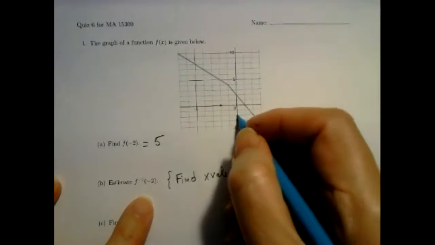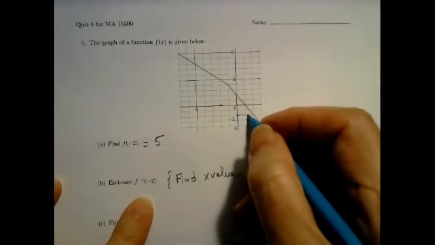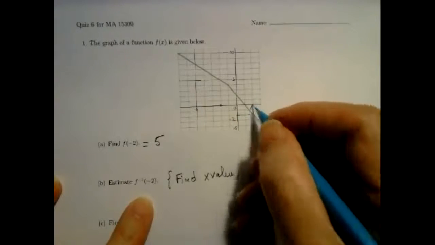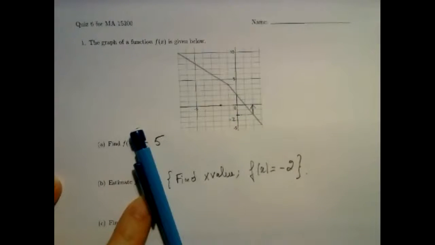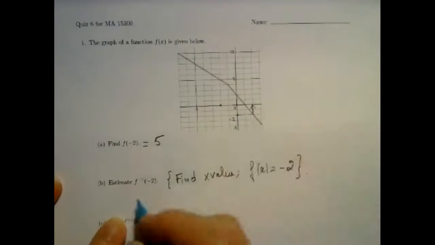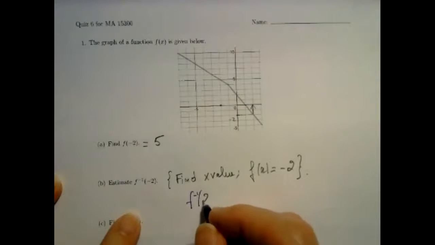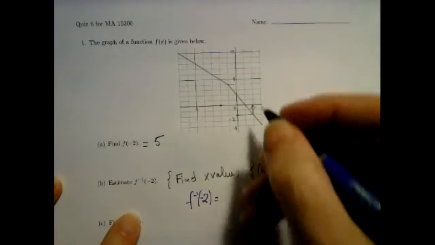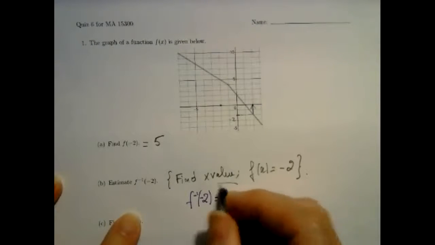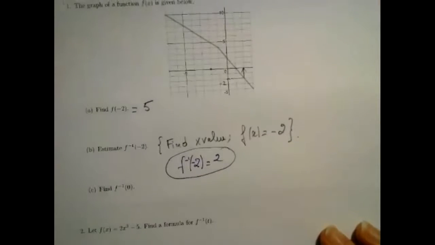So minus 2 is the output. F inverse means you are finding the input. That's really what the f inverse is about. So according to this, if this is minus 2, the f inverse is the input, the x value, which is equal to 2. So please, for those who got it wrong, make sure you understand.